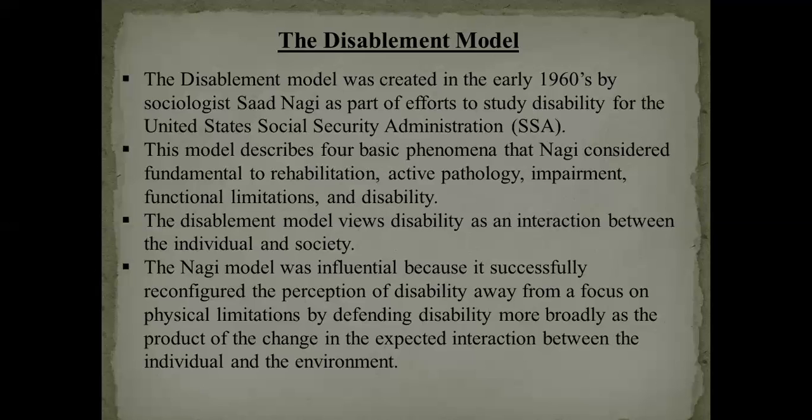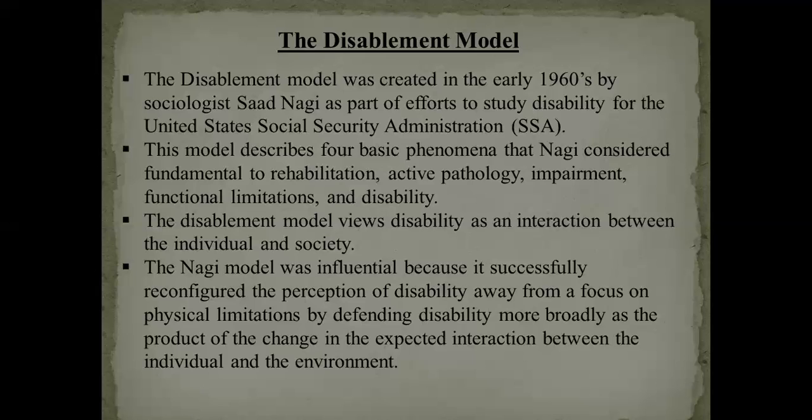The third phenomenon is functional limitation, and functional limitations are described as individual performance restrictions. For example, a muscular contraction could cause a functional limitation such as limited range of motion in the upper limbs. Disability is the fourth phenomenon, described as an expressed physical or mental limitation in the context of a society. So this disablement model views disability as an interaction between the individual and the society. How the individual and the society interact is the main thing here.